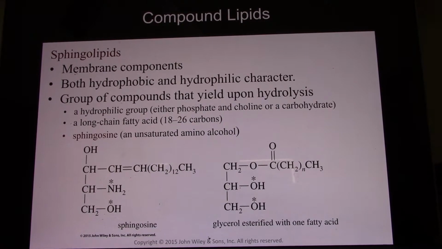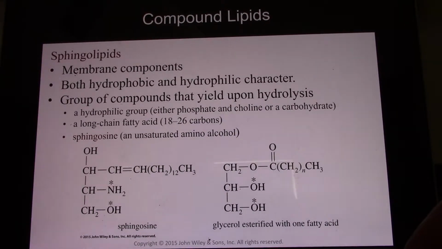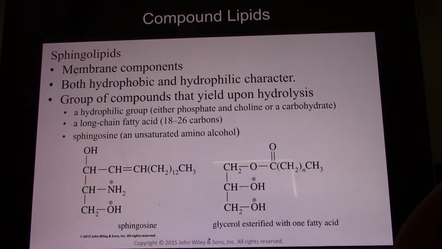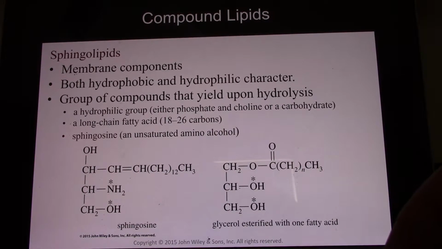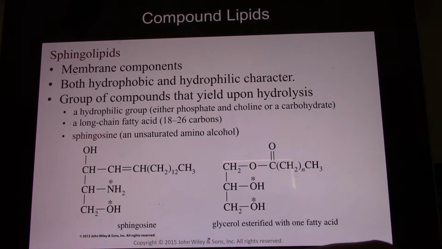Sphingolipids. Now we're adding sphingosine. You have both hydrophobic and hydrophilic character. And you form a group of compounds upon hydrolysis. We get a hydrophilic group, either phosphate and choline or carbohydrate, a long-chain fatty acid, and sphingosine, which is an unsaturated amino alcohol, which we see right here. It's different than an amino acid because if it was an amino acid, this would be a carboxylic acid group here, and it's not. You just have the alcohol group here.